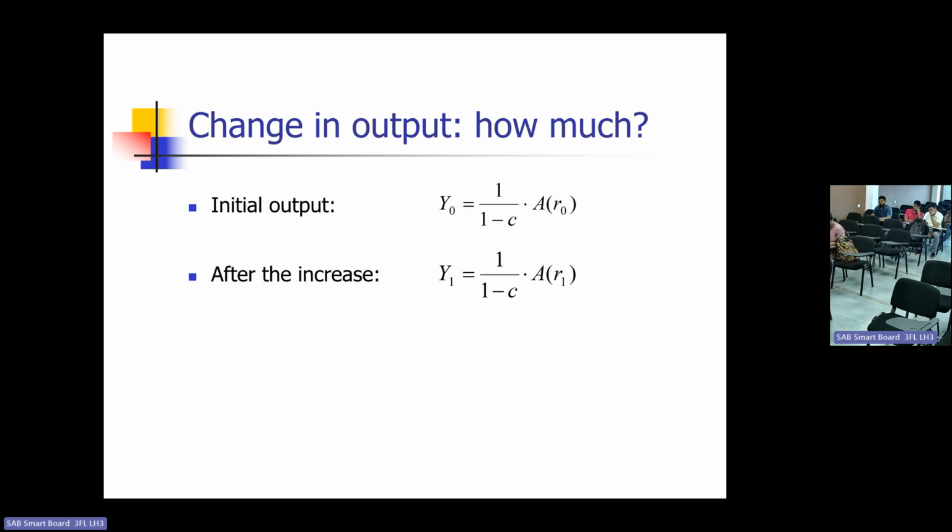Okay, so this is the initial situation. After the change, this is the equilibrium income equation, given by Y1. To find the change, we need to take the difference: second equation minus first equation. Y1 minus Y0. Now 1 over 1 minus c1 is common, so we can take it out, and we take the change A(r1) minus A(r0).